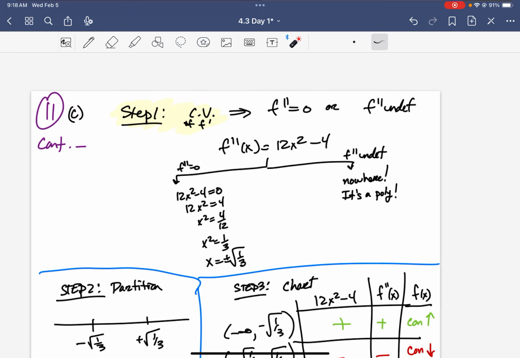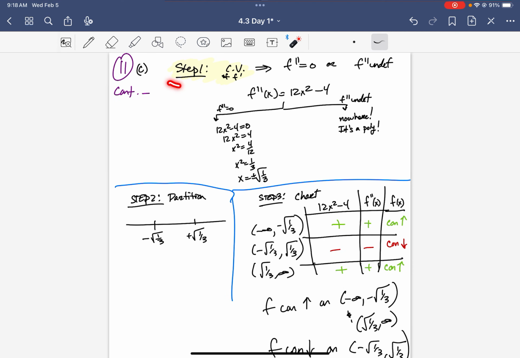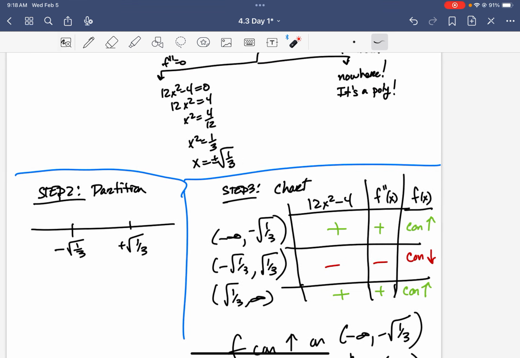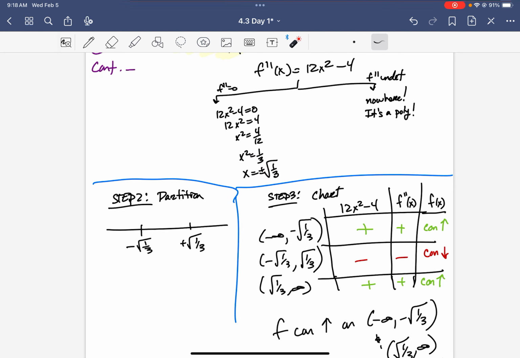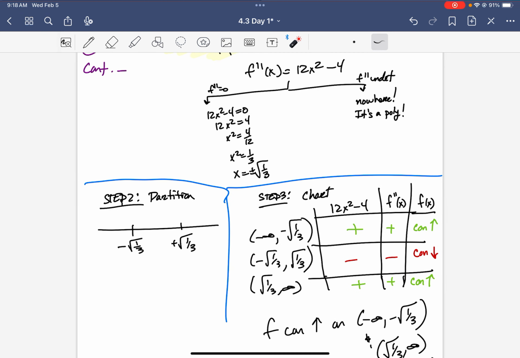Now, if I look at the second derivative and have a conversation, I'm talking about concavity. So I take my second derivative, find out where it's undefined or 0. When I solve, I get plus or minus root 3. Notice that plus or minus is something that's going to really come up when we take that square root, so be careful of that. I use those values to partition.